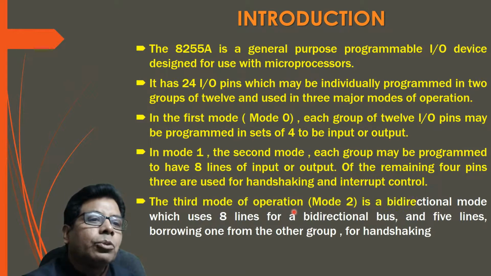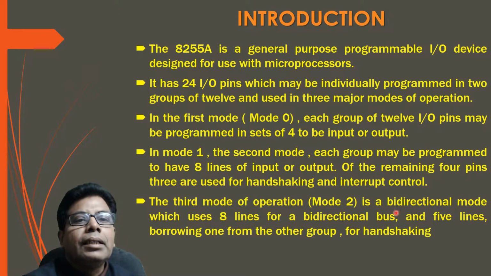Then the third mode of operation, that is mode 2, is the bidirectional mode, which uses 8 lines for the bidirectional bus and 5 lines, borrowing one from the other group, for handshaking. So this is particularly for port A only, which uses the bidirectional mode.